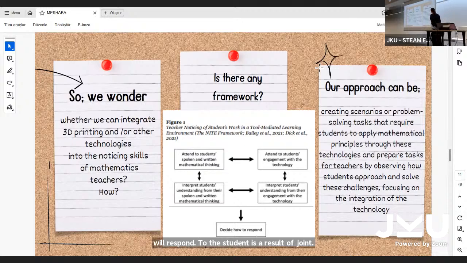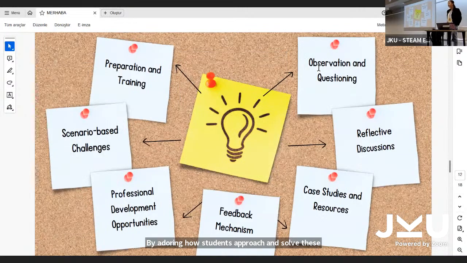We interpreted this framework like this, and our approach can be creating scenarios or problem-solving tasks that require students to apply mathematical principles through these technologies, and prepare tasks for teachers by observing how students approach and solve these challenges, focusing on the integration of the technology. And we asked ChatGPT, how can we do this?